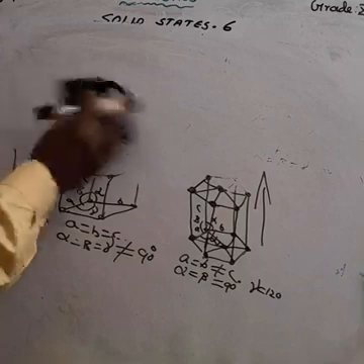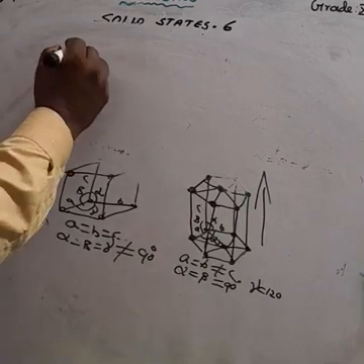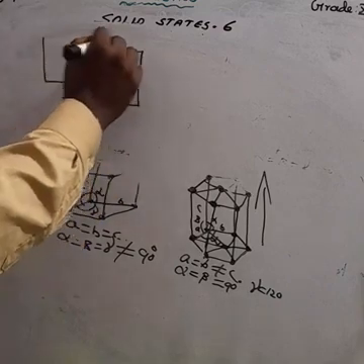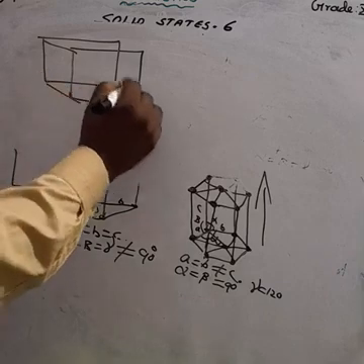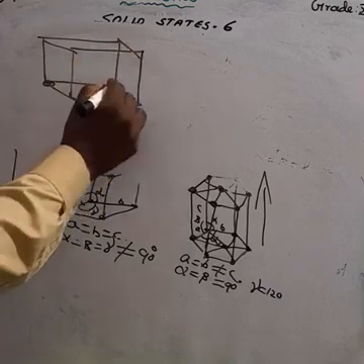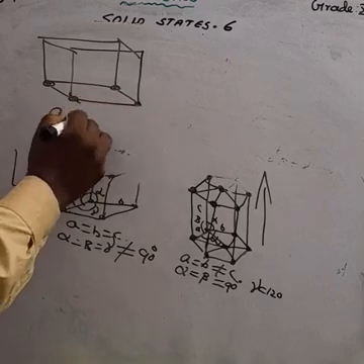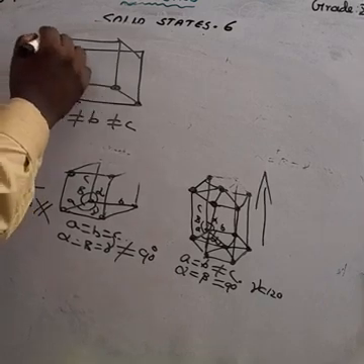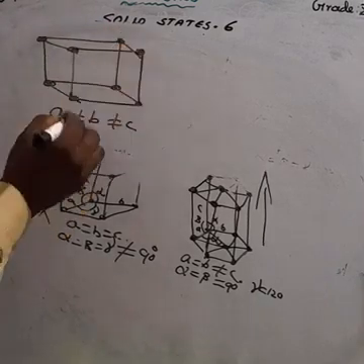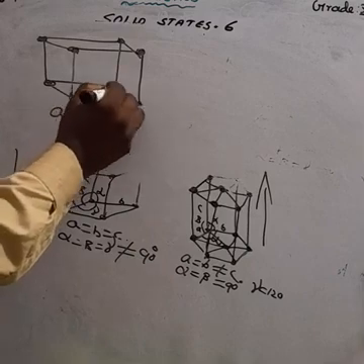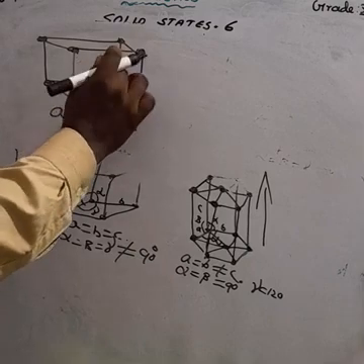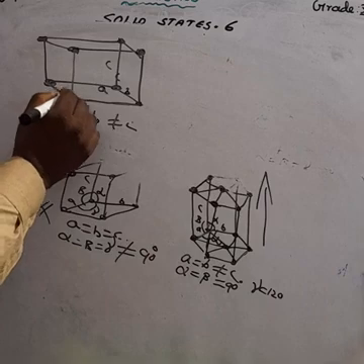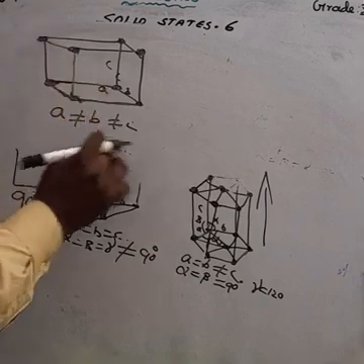Next about monoclinic. How can you draw the structure of monoclinic? Monoclinic also has different length. A is not equal to B, B is not equal to C. In our figure, almost they mention like that the same length, but it is not the same length. First I am drawing. A is not equal to B, B is not equal to C.